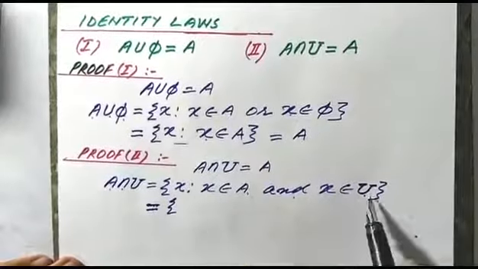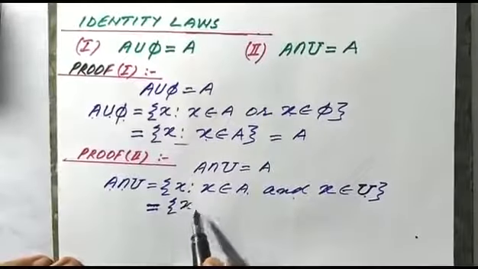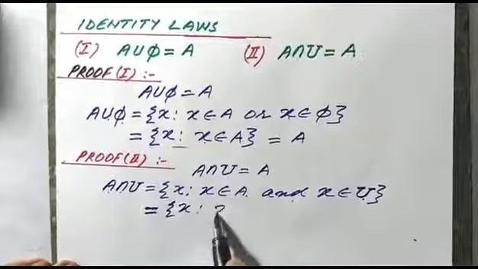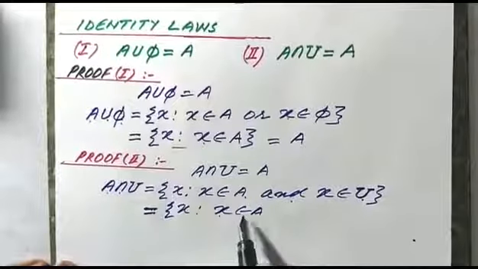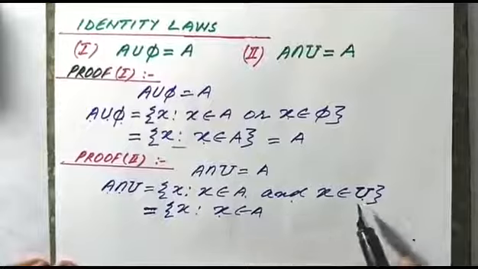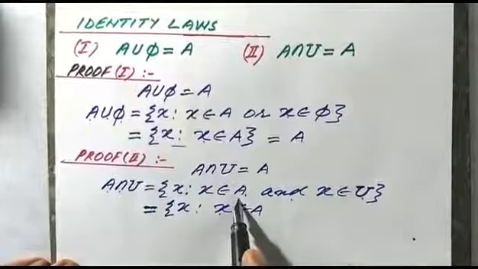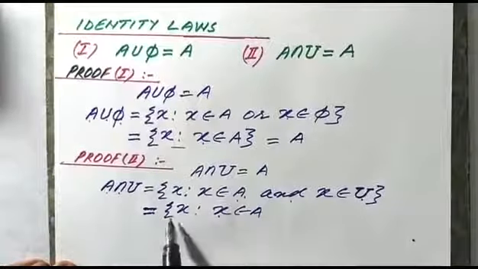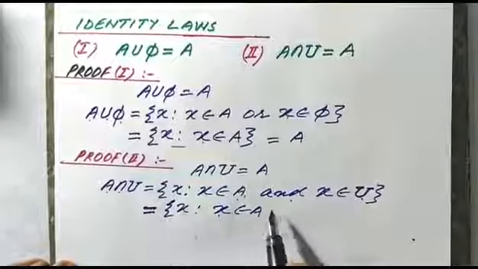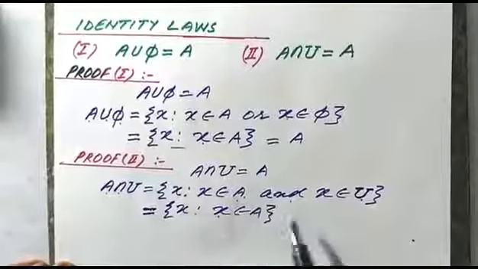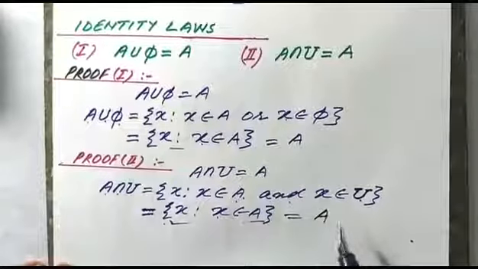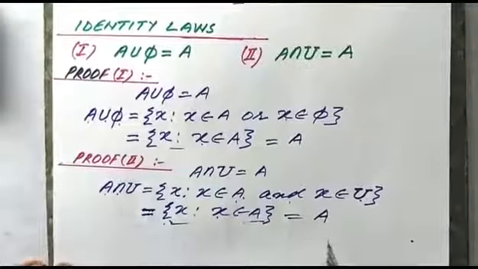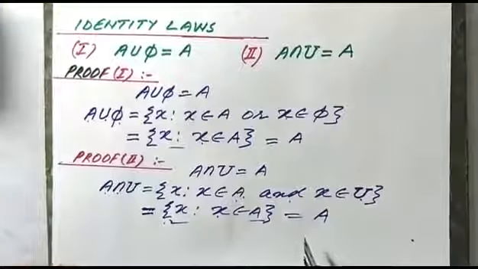So for this statement we may write only the set of X such that X belongs to A, because if an element belongs to A, that must belong to the universal set because the universal set contains all the elements of A. So it is sufficient to write the set of X such that X belongs to A, and again by definition this is the set A itself. So we have proved that A intersection U is equal to A.